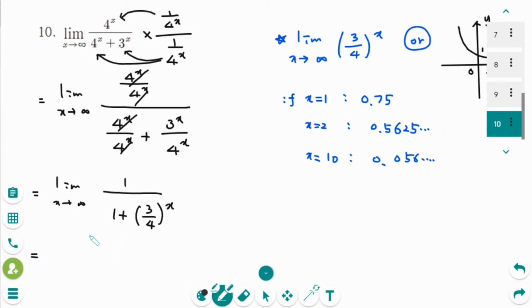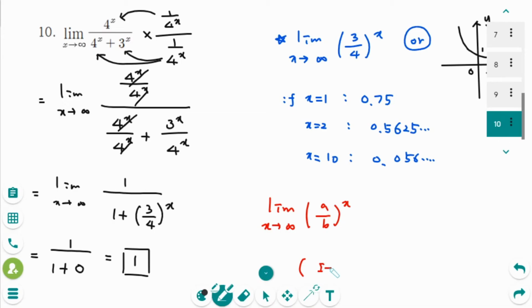And then go back to the question and put infinity into x. So 1 over 1 plus this one will be 0 from here. So the answer is 1 over 1, which is 1. That is the answer. Sometimes when you see a question like this, a over b to the power of x, if a over b is between 0 and 1, this one will be 0.